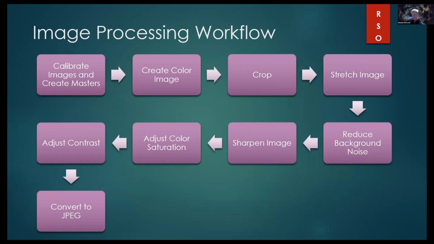And then of course we've all heard the term stretching the image, where the linear image is not very remarkable, and all of the information, if you look at the histogram, is crammed into the very lowest levels of the pixel values. So we end up stretching the image, changing it from a linear to a non-linear image. Then, of course, we want to reduce background noise in the image. We want to sharpen the image, do our basic color saturation adjustments, adjust contrast, and then convert it to a JPEG so that we can present it and show it to our friends.